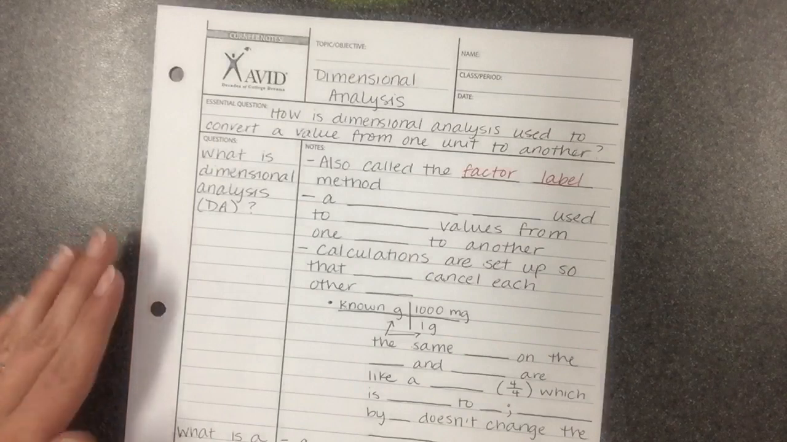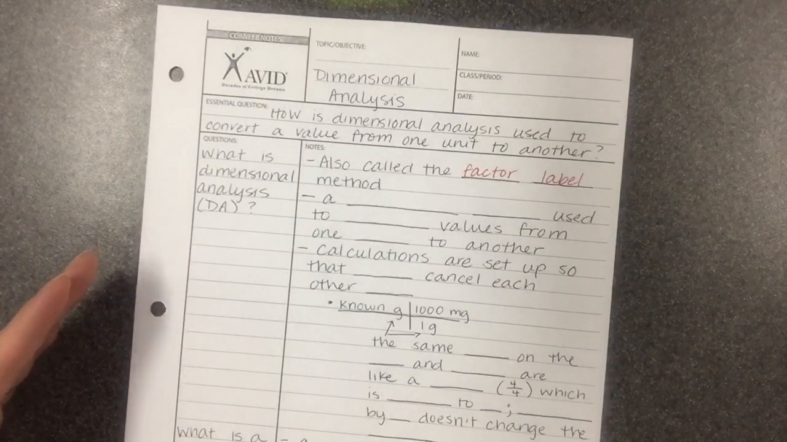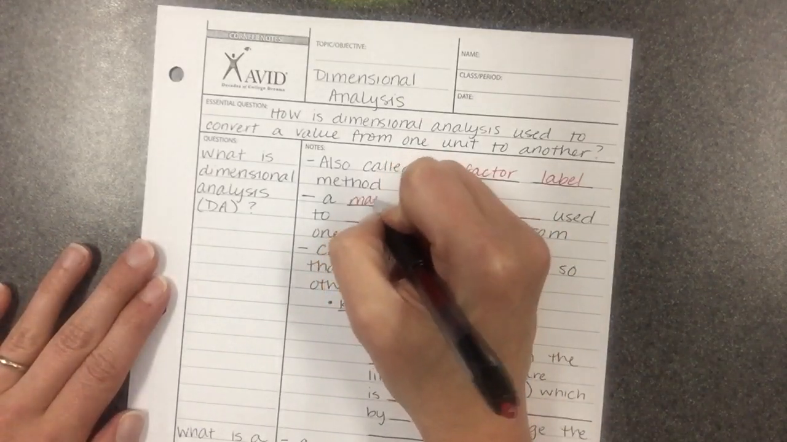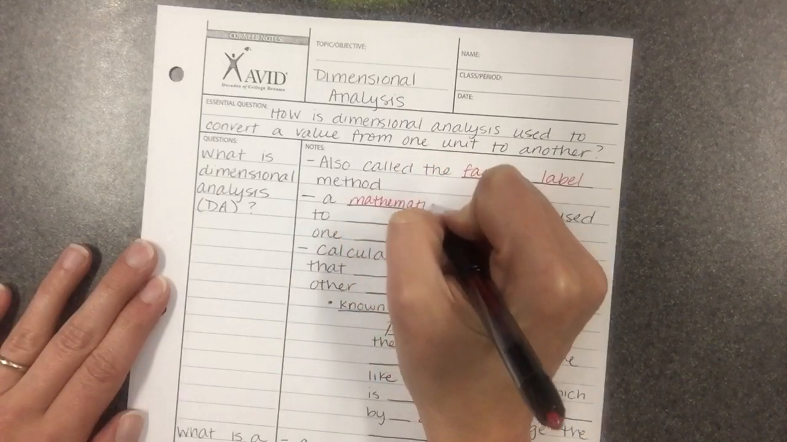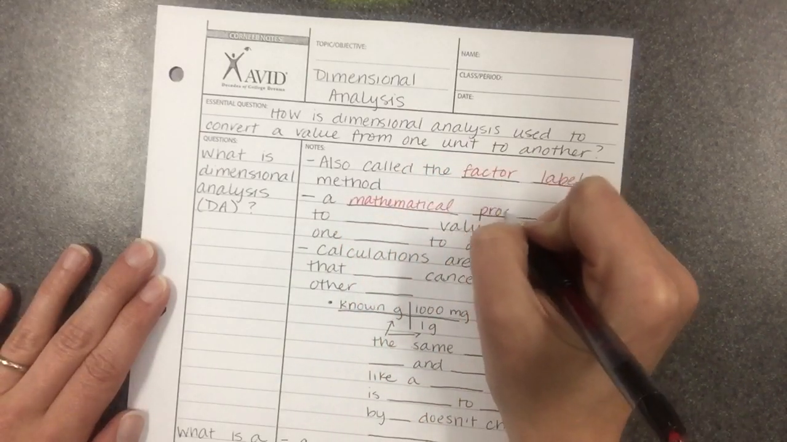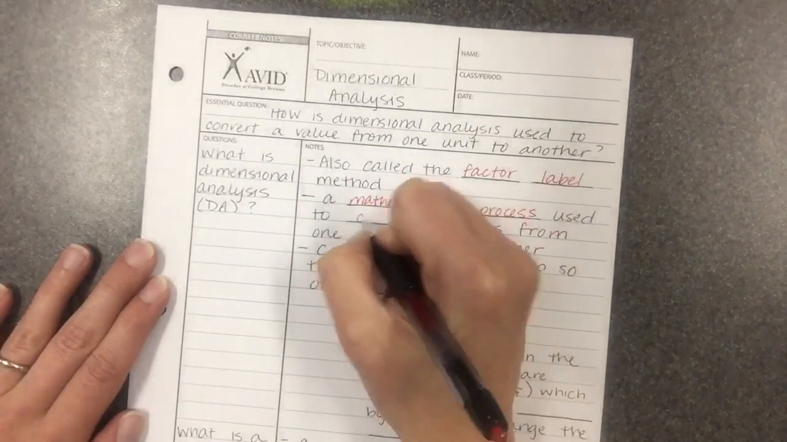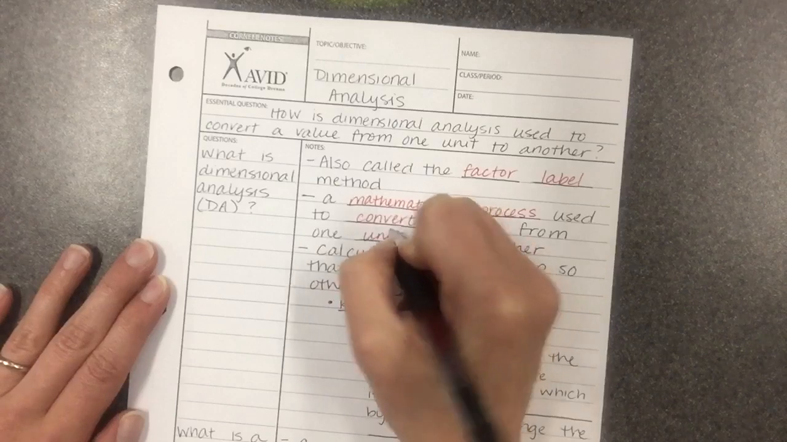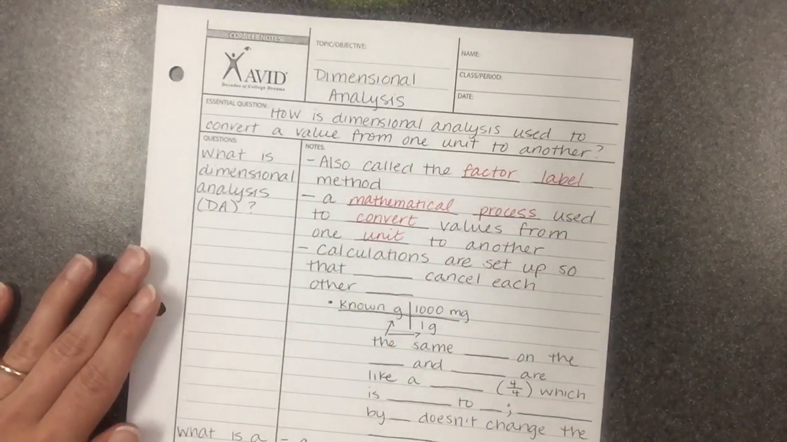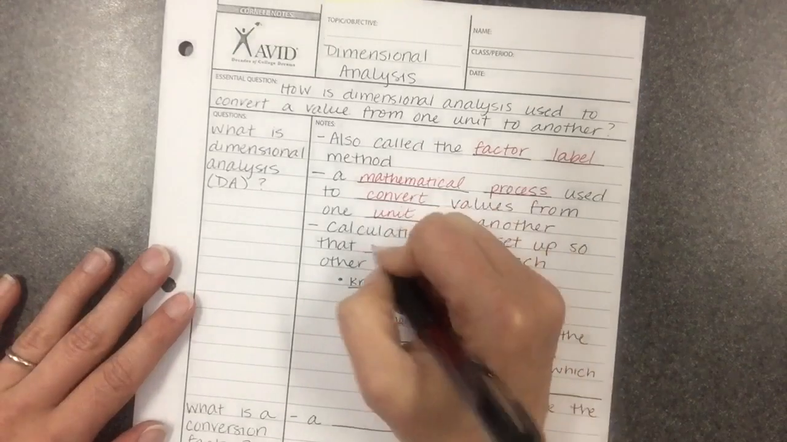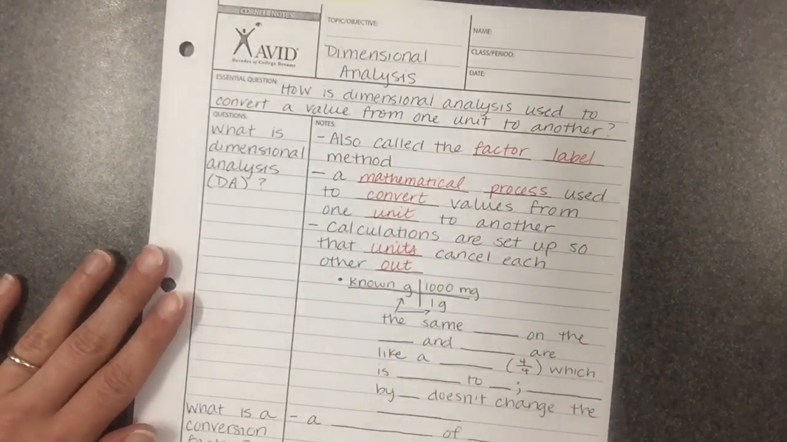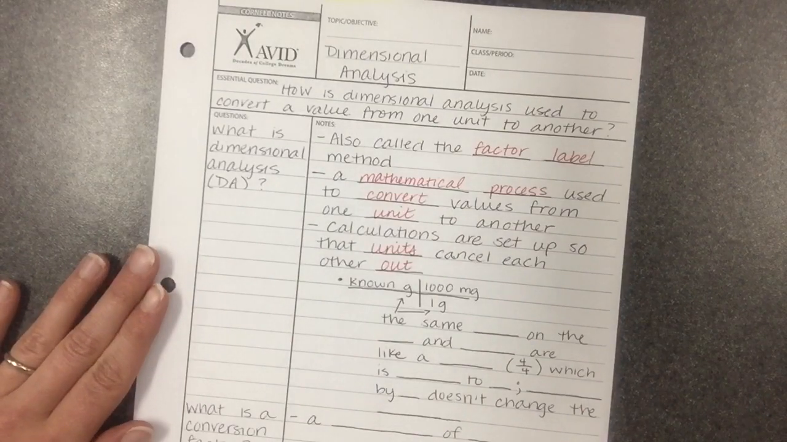The labels that we use, aka the units that we use to describe numbers, are going to be very important in this method, okay? It's just a mathematical process used to convert values from one unit to another, okay? Our calculations are going to be set up so that the units cancel each other out until the desired unit is the only one that's left.